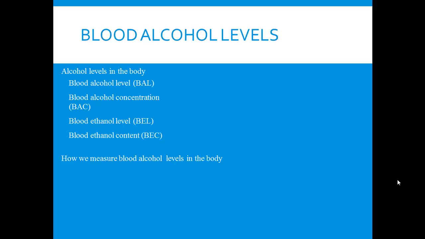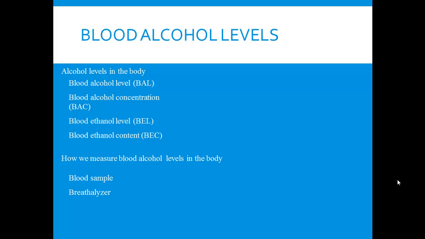Okay, now let's talk about how we measure blood alcohol levels in the body. There are a couple of ways that we refer to it. We might say BALs, BACs, BELs, BECs. Those stand for blood alcohol level, blood alcohol concentration, blood ethanol level, blood ethanol content. All of those things mean the same thing. We're talking about how much alcohol is in the blood. And if you go back to chapter 1, it's a similar thing when we talk about how much alcohol is in the body when we're looking at doses, levels.